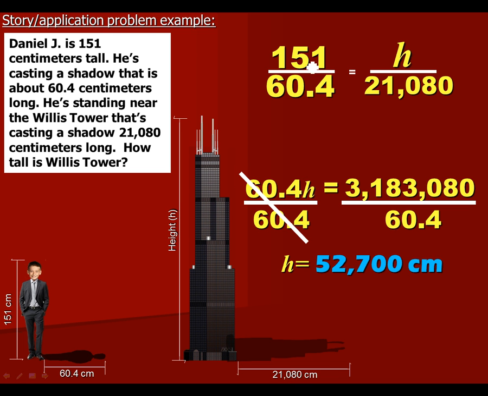52,700 centimeters. And that makes sense, because if we convert this to meters, which maybe might make more sense to you, we can move the decimal over 2, and we get 527 meters. And that makes sense to me, that a building like the Willis Tower would be 527 meters tall.